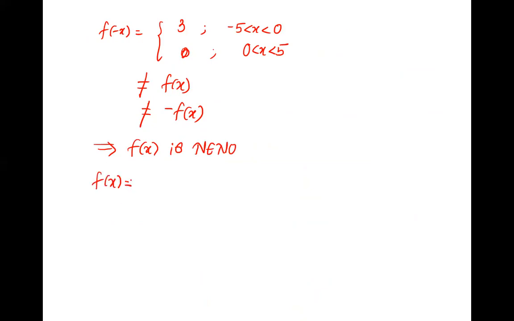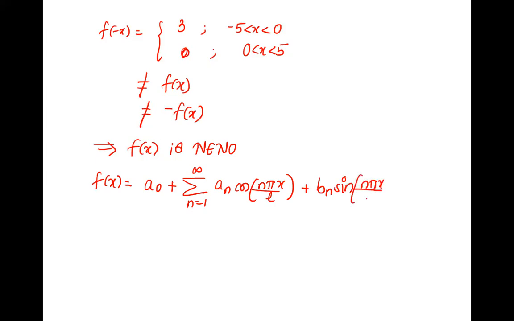What is the Fourier series? Tell me the Fourier series. A naught plus summation n equal to 1 to infinity of A n cosine n pi x upon L plus B n sine n pi x upon L. You have to take care of that. Where A naught is 1 upon 2L, as it is neither even nor odd, it is the original, and the limits are minus L to L. A n is 1 upon L.